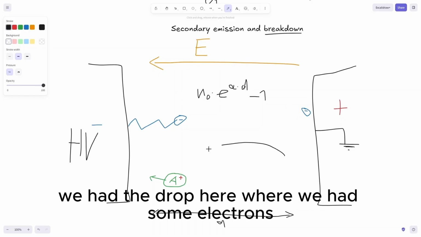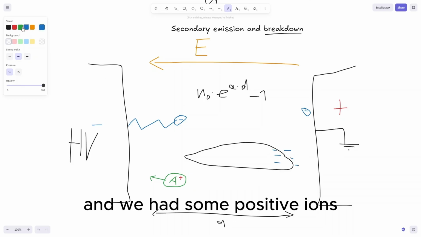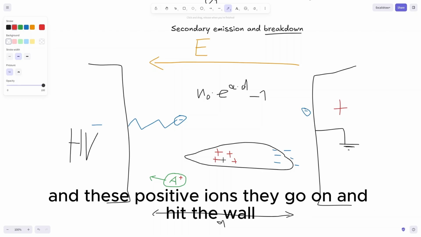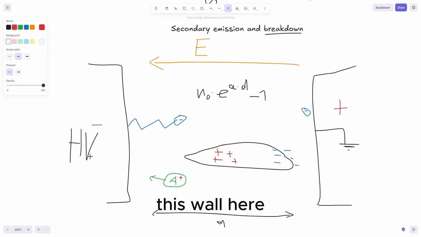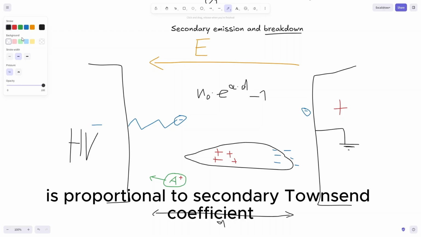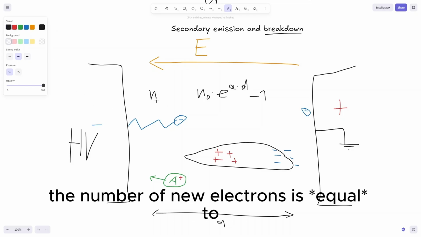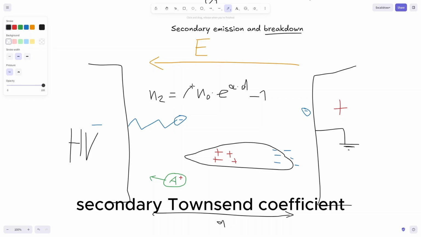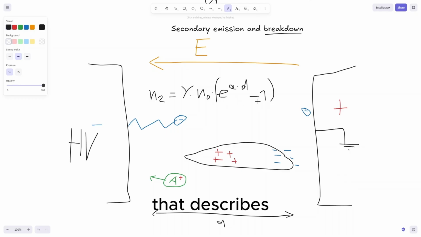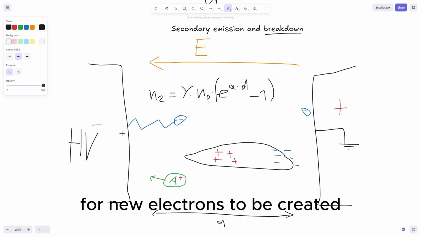So if you remember from before, we had the drop here where we had some electrons and some positive ions, and these positive ions are proportional to the number of electrons, and we have -1 because this is the first one that initiates it. And these positive ions go on and hit the wall, this wall here, and the probability for these positive ions to release a new electron is proportional to the secondary Townsend coefficient. So we can write that the number of new electrons is proportional to the secondary Townsend coefficient times the number of starting electrons. And then we have this term here that describes the new number of electrons from the cathode emission. And this is the probability, by the way, for new electrons to be created.